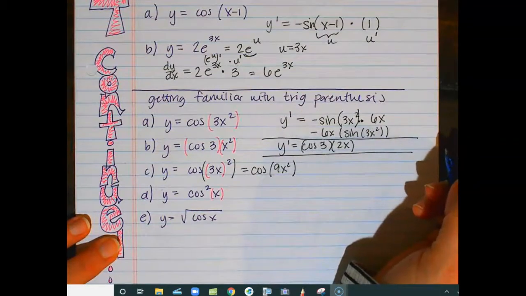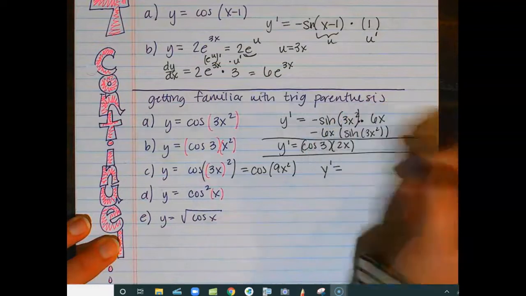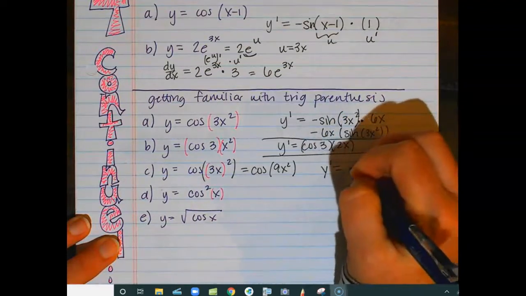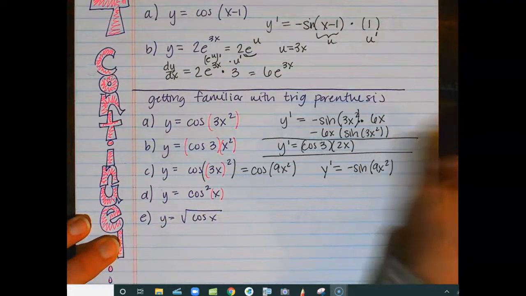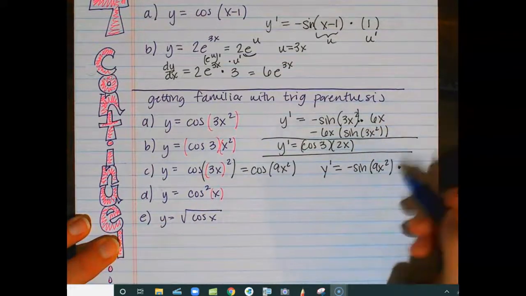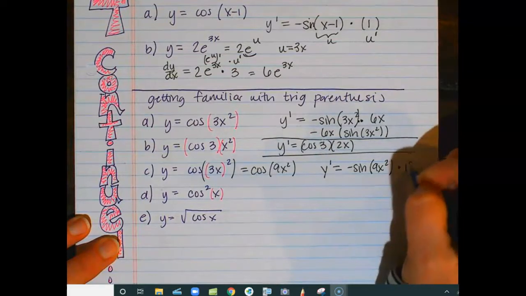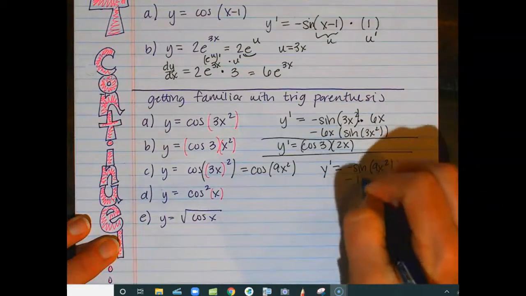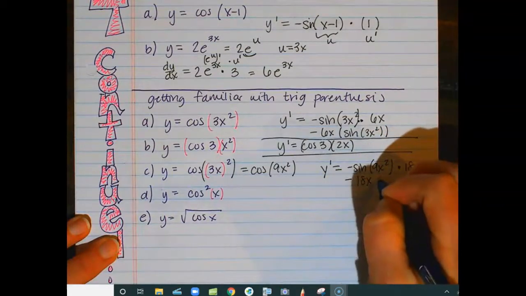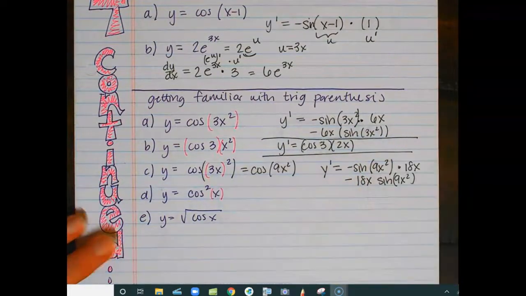And so when I take that derivative, similar to the first one, I'm going to say y prime is equal to, derivative of cosine is negative sine, keep the composite part, times the derivative of 9x squared, which will be 9 times 2 is 18x, or negative 18x times sine of 9x squared. Sorry for the giant shadow.